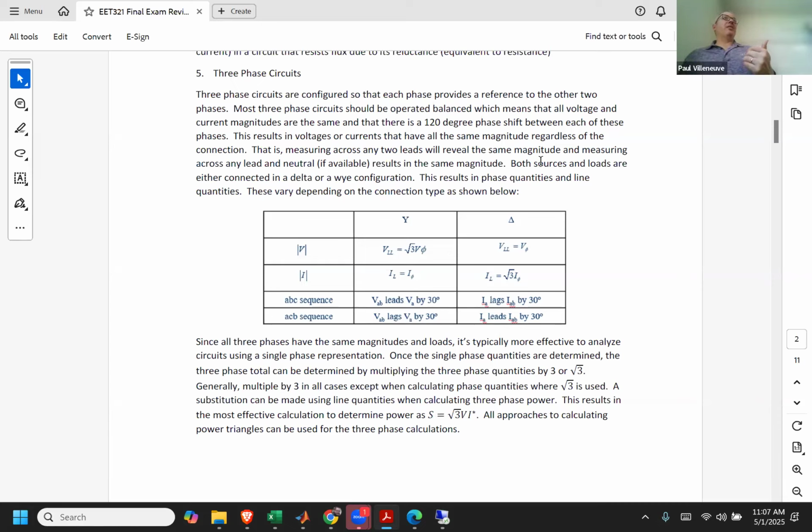So the primary reason is we did things from a cost savings perspective, less copper, but a benefit of that is we have these beautiful magnetic fields.